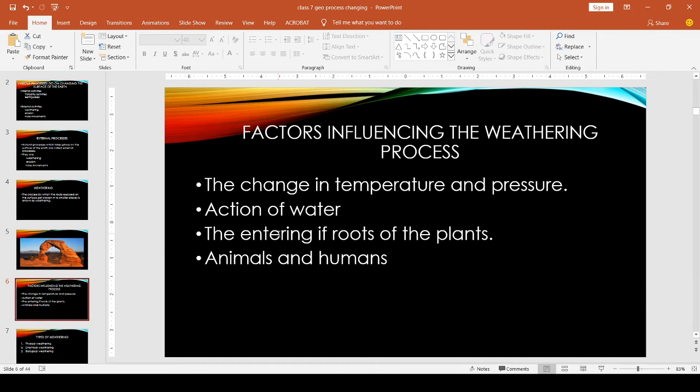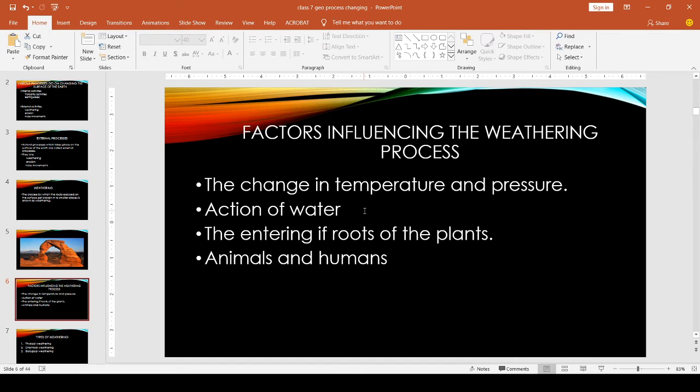The second one is action of water. How does water cause breaking of rocks? Actually, the rainwater or the seawater collects in the cracks or holes of the rocks. So when the temperature falls, what happens? It freezes. The water in the rocks freezes. When this freezes, the cracks of the rocks will widen. This goes on for many years till the rocks disintegrate into pieces. After long years, this process causes disintegration of rocks, breaking of rocks.